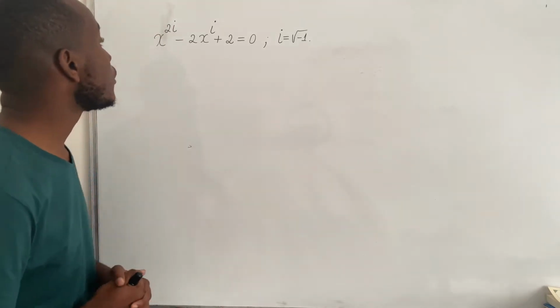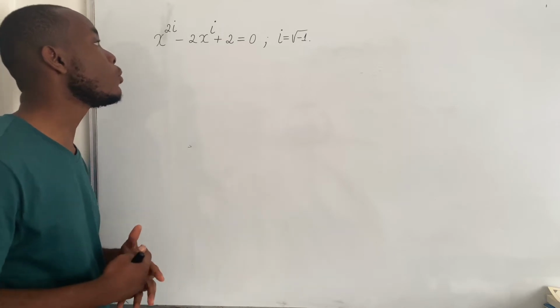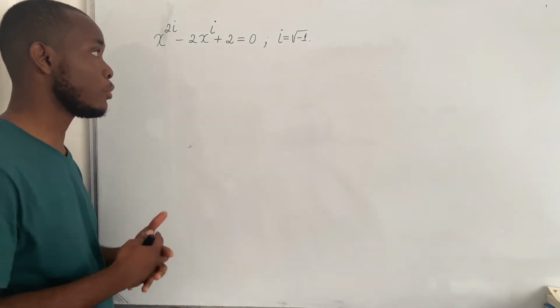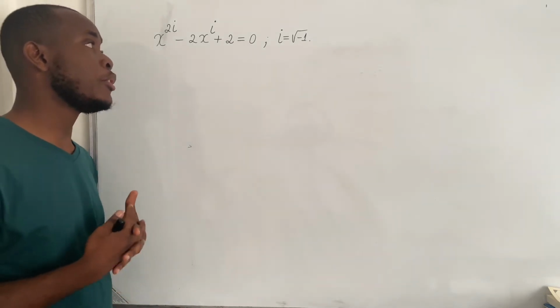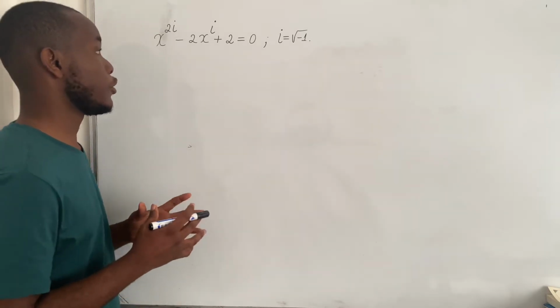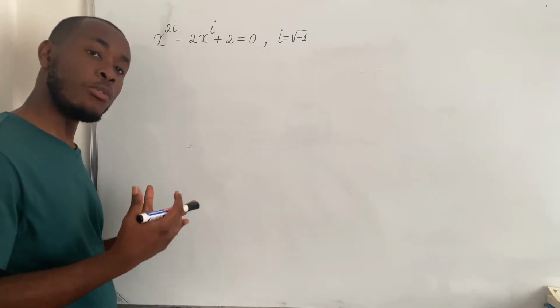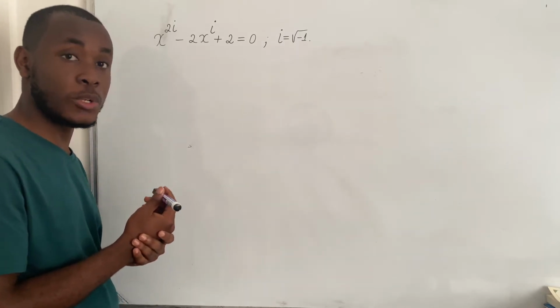So today we have this equation exercise to solve. x^(2i) minus 2 times x^i plus 2 equals 0, where i is the imaginary unit, defined as the square root of negative 1. If we look at our equation, it has the characteristic of a quadratic equation, so let's solve it considering it as a normal quadratic equation.